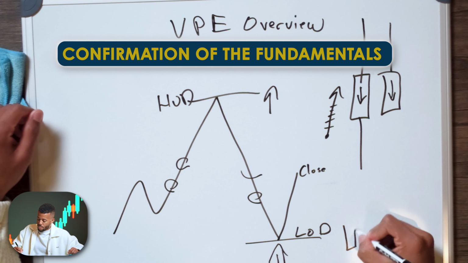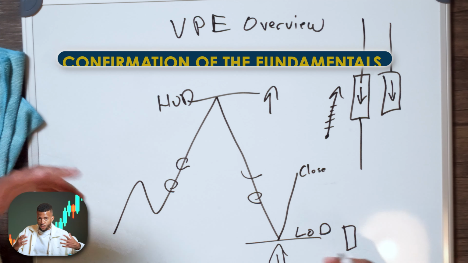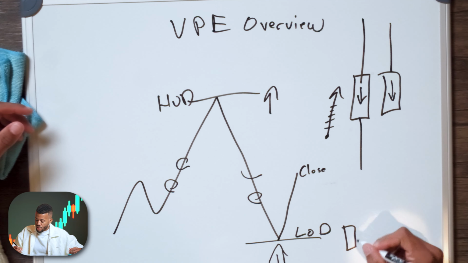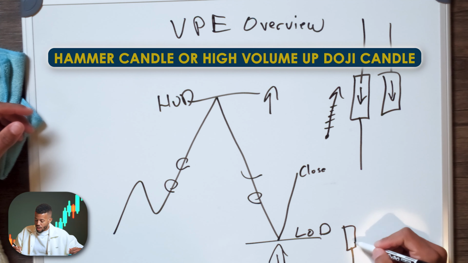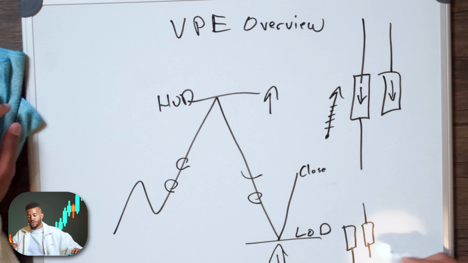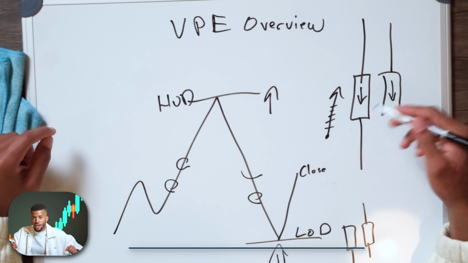We want to get confirmation of what we are basically saying is fundamentally happening at the auction. We want to get confirmation of this, right? So we get a high volume hammer candle or a high volume up doji candle. Now, if we don't get that, that means that this edge isn't that significant.